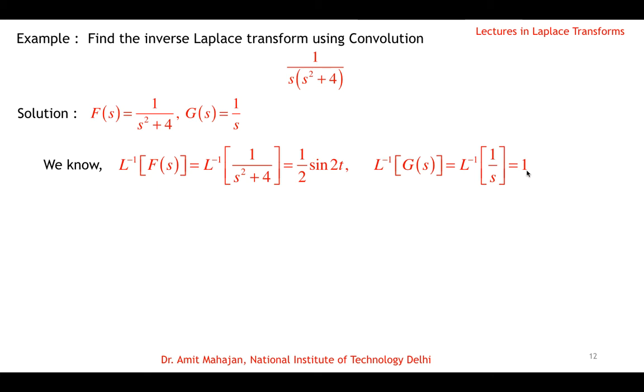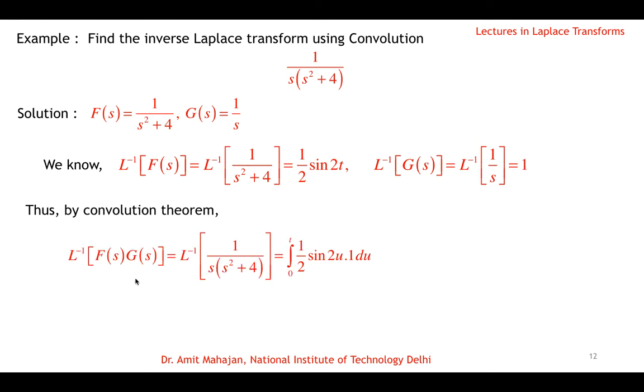in convolution one of the functions is to be shifted and reversed. Because this g(t) is 1, its g(t−u) is also 1. So the shifted and reversed function is also the same, so it is easy to write here. The Laplace inverse of F(s) into G(s) is, by convolution, the integral 0 to t of f(u), which is half of sin 2u, and g(t−u). So g(t) is 1, so g(t−u) is also 1, a constant number, and du. So now this integral is easy, it is the integration of a sine function. So we can easily integrate, substitute the limits, upper limit minus lower limit, and we have a result.